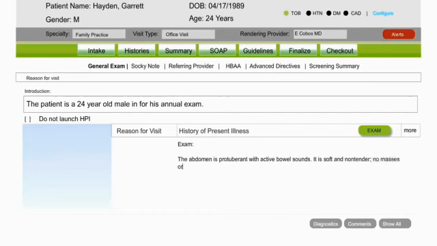The abdomen is protuberant with active bowel sounds. It is soft and non-tender. No masses or hepatosplenomegaly. The liver span is 7 centimeters in the right MCL. The edge is smooth and palpable 1 centimeter below the right costal margin.